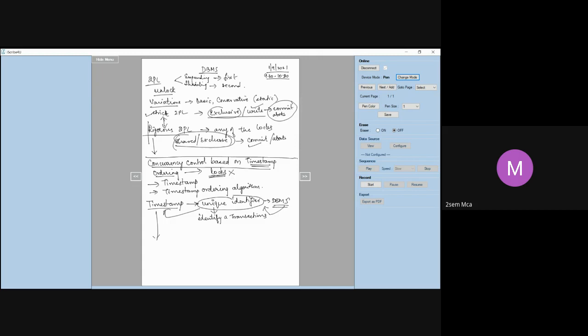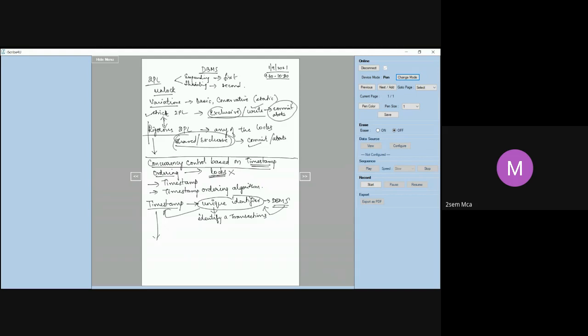So there should be some mechanism by which you are going to assign these timestamps. How does this DBMS assign these unique values to the transactions? Because every transaction you should be able to uniquely identify. How are you going to do that? How is this timestamp assigned?